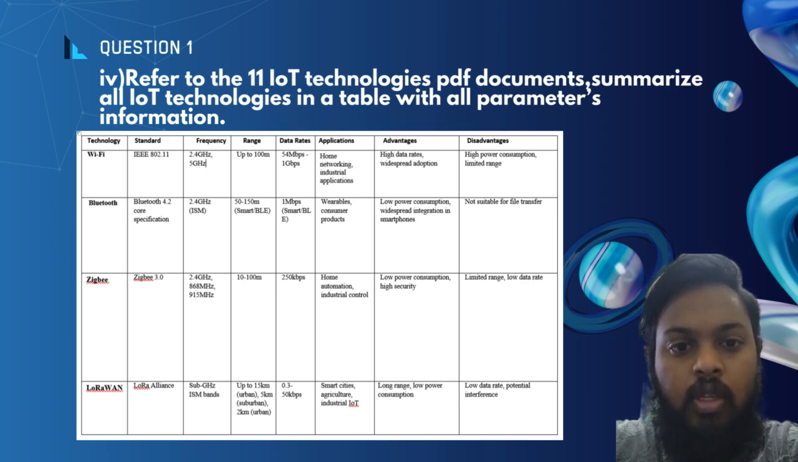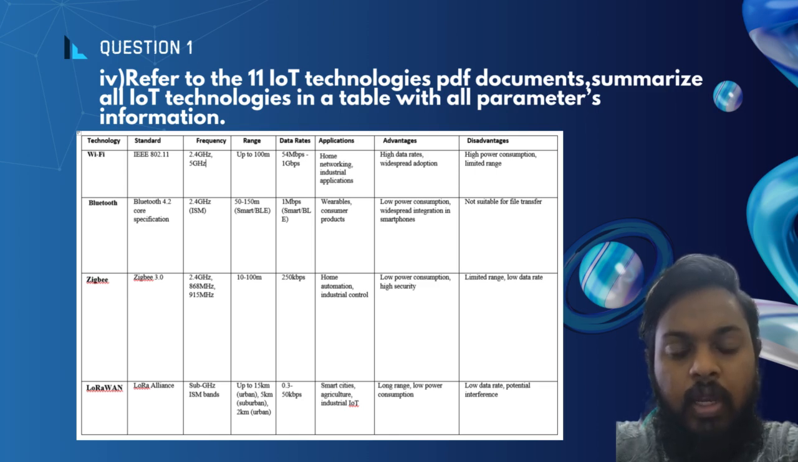First one is Wi-Fi. As you all can see, the frequency is 2.4 GHz to 5 GHz. The range is up to 100 meters and the data rate is from 54 Mbps to 1 Gbps. It can be used in home networking and industrial applications. The advantage of Wi-Fi is it has a high data rate and widespread adoption, and the disadvantage is it has high power consumption and also has limited coverage.